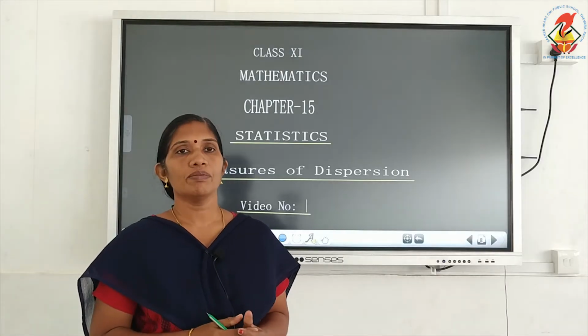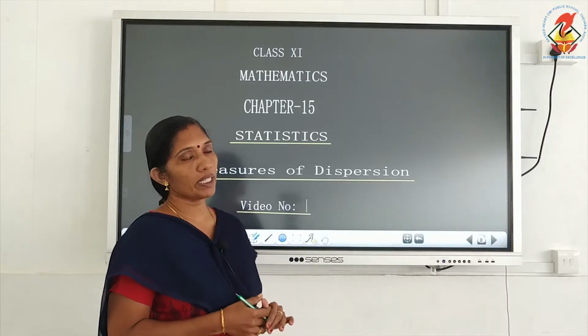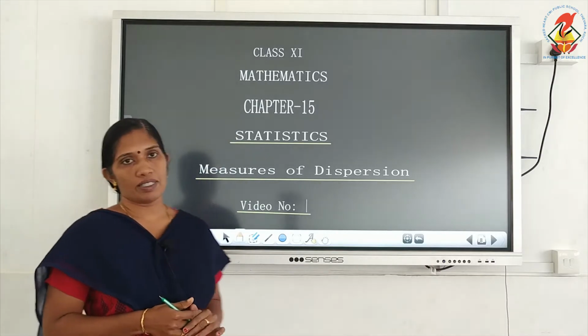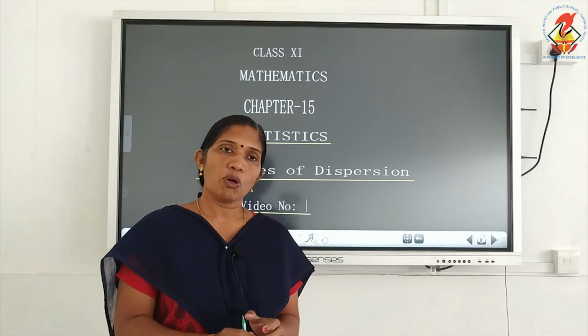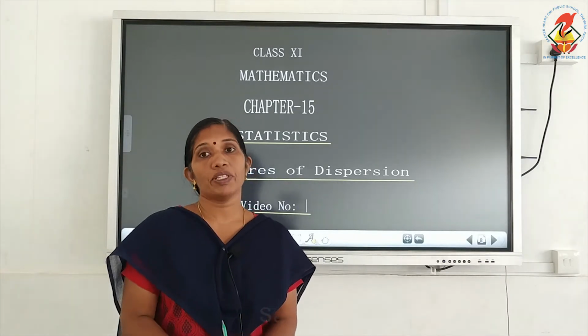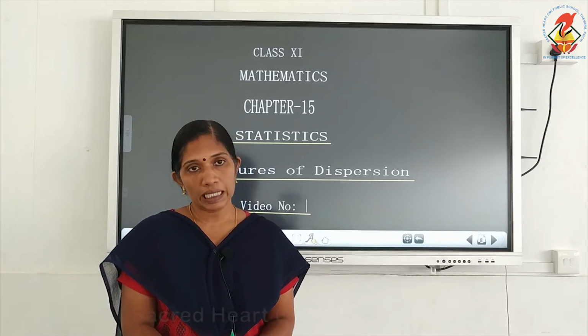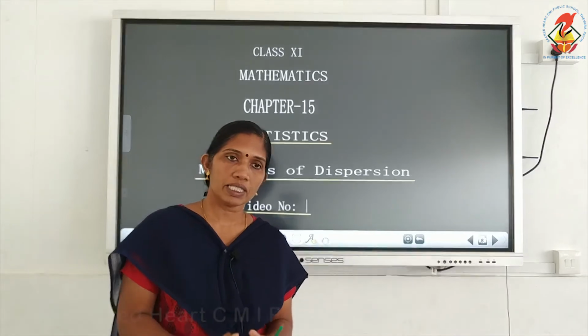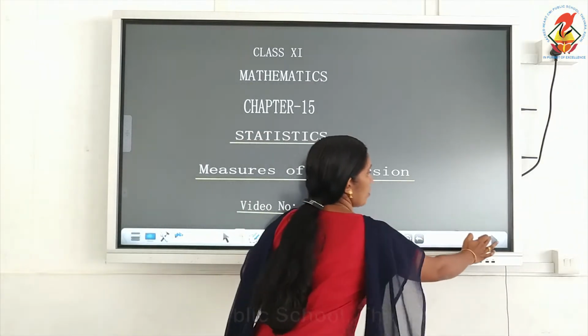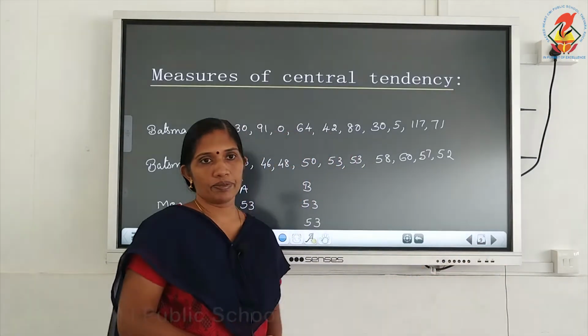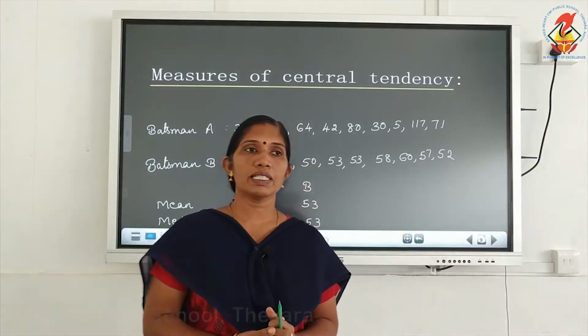Good morning, children. Today we have to learn the new topic, chapter 16, statistics. In smaller classes you have studied different ways to find a representative value for the given data. That representative value is known as measures of central tendency. Which are the measures of central tendency?